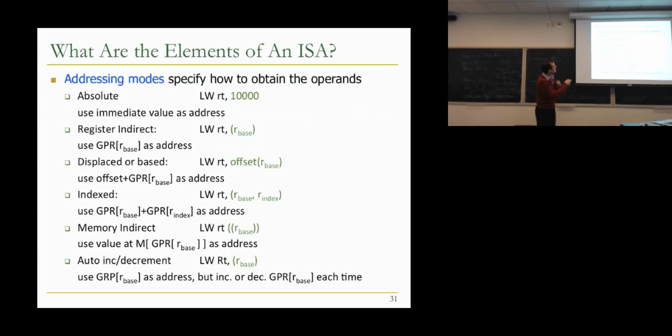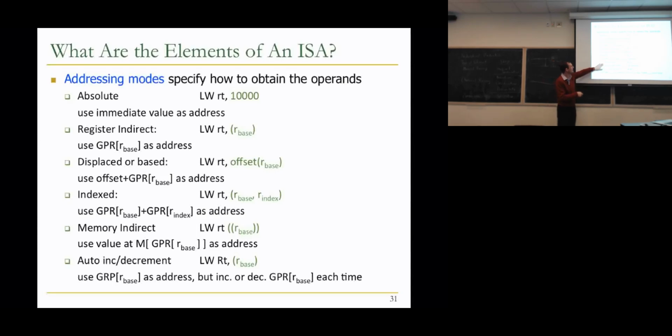OK, absolute addressing mode, basically, this is the immediate value. In this case, the operand is within the instruction. It's specified within the instruction. It's also called the immediate addressing mode. Register indirect, basically, the operand is specified as a register ID, and it's in the register file. This is displacement-based or based addressing mode. The different architectures call it differently. But basically, you take the value in the register, and you add an offset to it, and use that as the address. Indexed, you can basically add multiple registers, right? Now it becomes more complex as you go down this way.